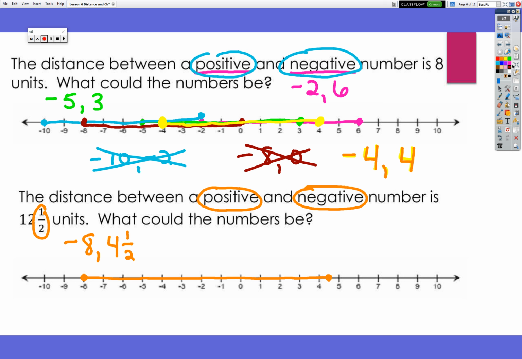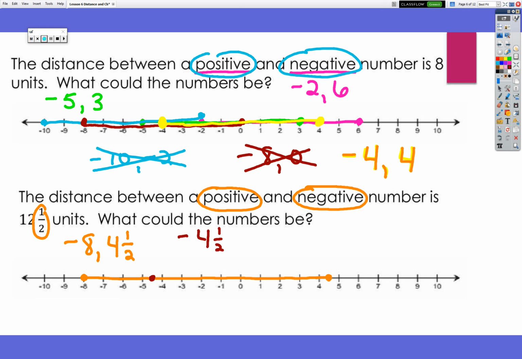Let's try another possibility. This time I think I'm going to start at a half. I'm going to start here. Think about what that number would be. That's in between -5 and -4. Would that number be -4.5 or would it be -5.5? Hopefully you're thinking that that's -4.5, because as we go to the left, our numbers get more negative. So -4.5. And now I'm going to count up 12.5 units.